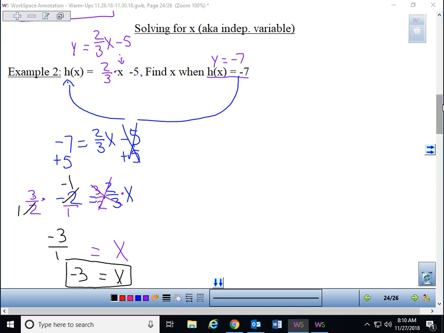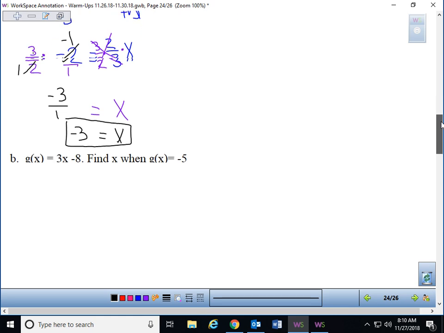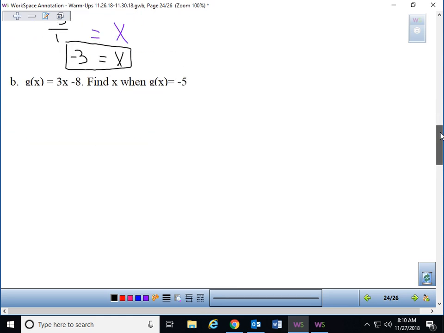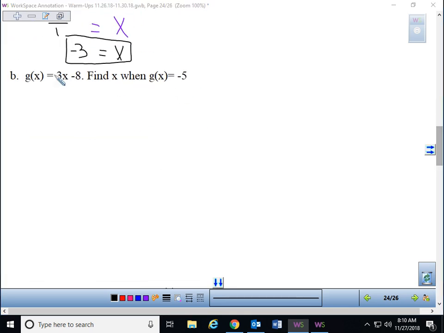Make sure you're pausing the video, or letting the teacher know that you need to put video pause to copy down all of the work. B is yours, so please pause the video, work through this. You are working on g of x equals 3x minus 8, and you're finding the x value if the expression g of x is negative 5. So it means you're substituting or plugging in negative 5 for the entire g of x. Okay, please pause the video and work on this problem.